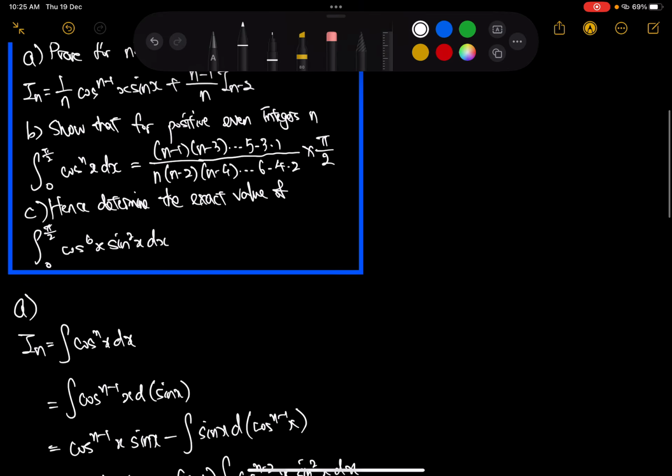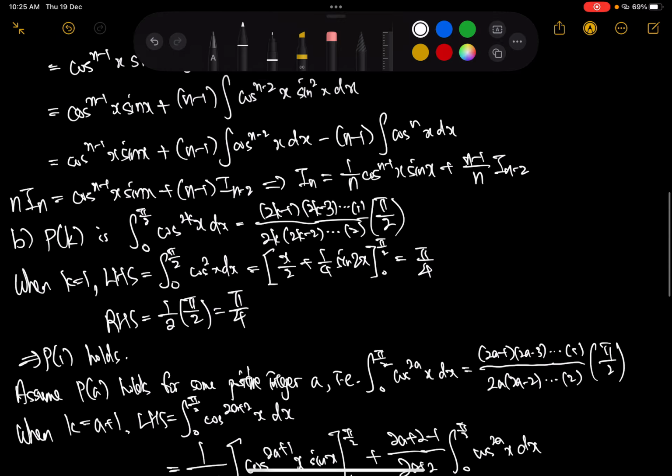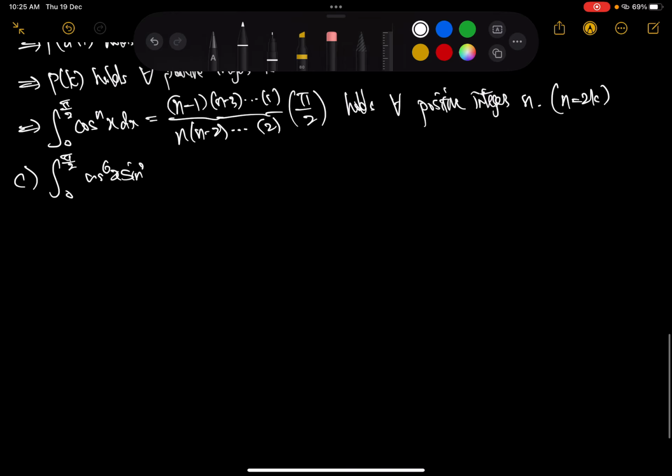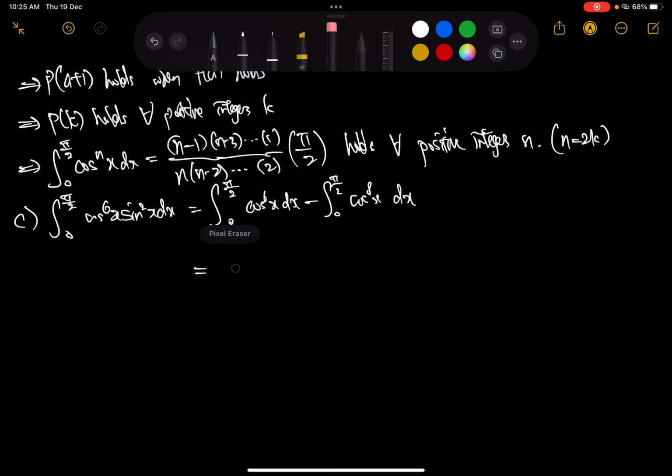And then part C is the easy part. Part C is from 0 to pi over 2. Is it from 0 to pi over 2? Yes, it is. Cosine 6x sine squared x dx, which is this baby. So we have cosine 6x dx minus cosine to the power of 8x dx. Now we could use part B safely, which is pi over 2, oops, that's not what I intended to happen.